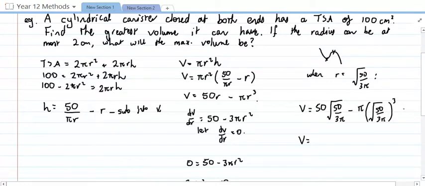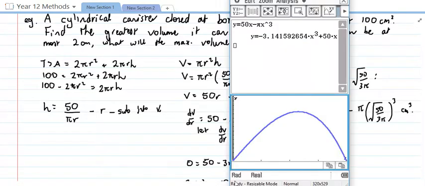What was it measured in? Centimeters. So that would be centimeters cubed, technically. But yeah, as I said, that's not much good. So I've got the calculator here.